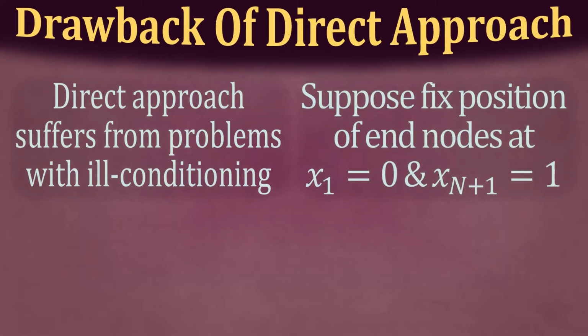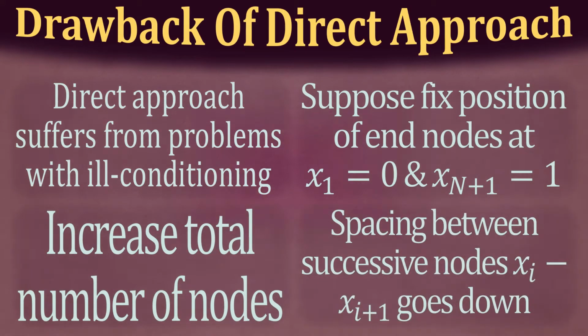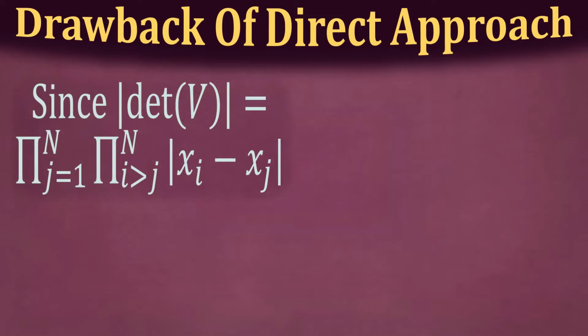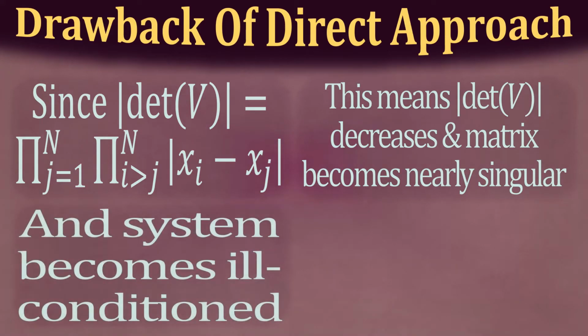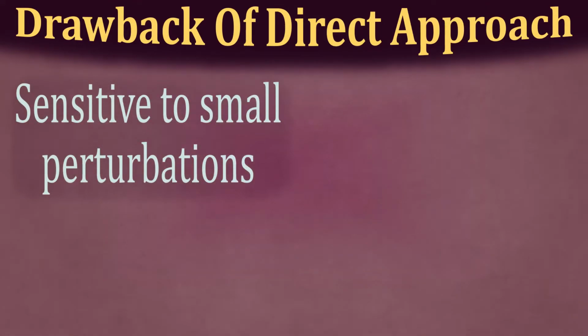Suppose we fix the position of the end nodes at x1 = 0 and x_{n+1} = 1, and then increase the total number of nodes. When we do this, the spacing between consecutive nodes, xi minus x_{i+1}, goes down. Since the modulus of the determinant of V is equal to the product from j = 1 to n of the product for all i greater than j up to n of the modulus of xi minus xj, this means that the modulus of the determinant of V decreases, and the matrix becomes singular and the system becomes ill-conditioned. Ill-conditioned systems lead to large round-off errors when a solution is calculated. Also, the system is sensitive to small perturbations.